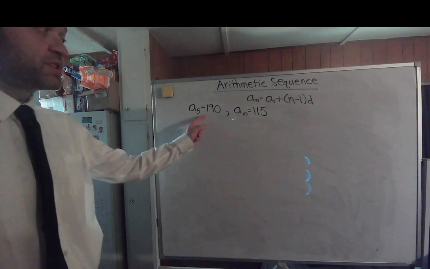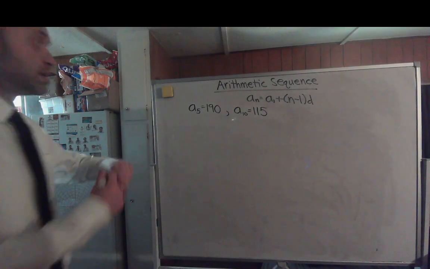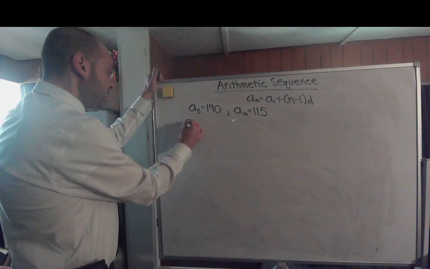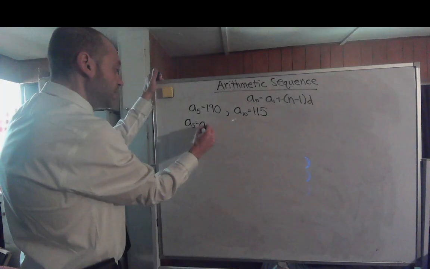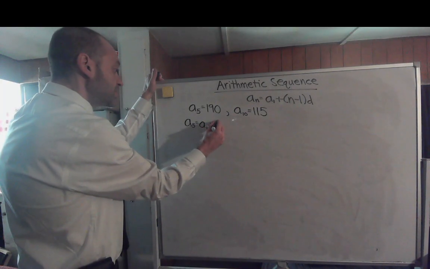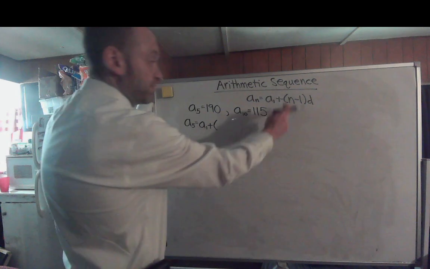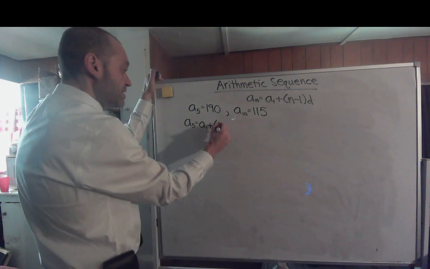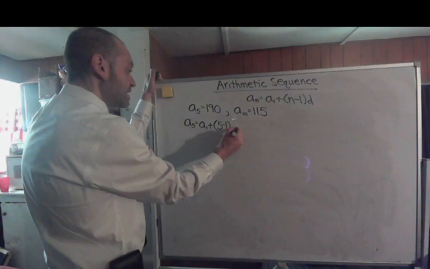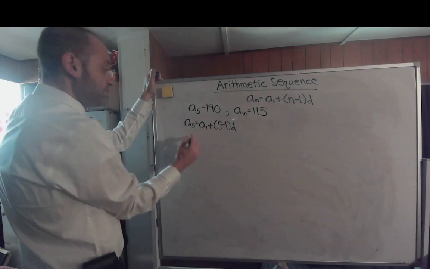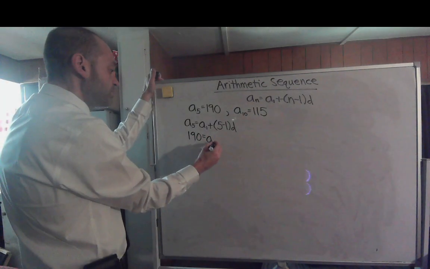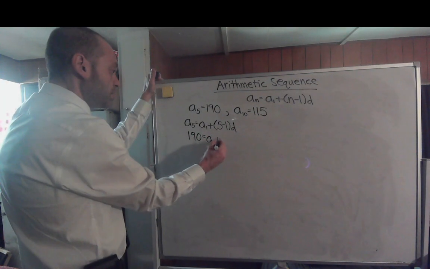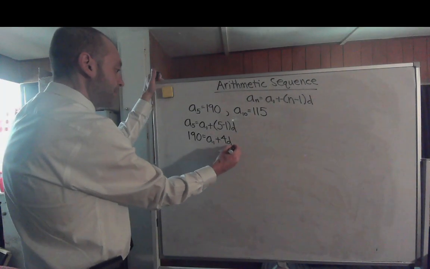First, let's deal with each term one at a time. So a sub 5, according to the formula, is going to equal my a sub 1 plus, now since I'm dealing with the 5th term, I'll put in 5 for n. That would be 5 minus 1 times d. Well, a sub 5 is 190. That means 190 equals a sub 1 plus 4d.